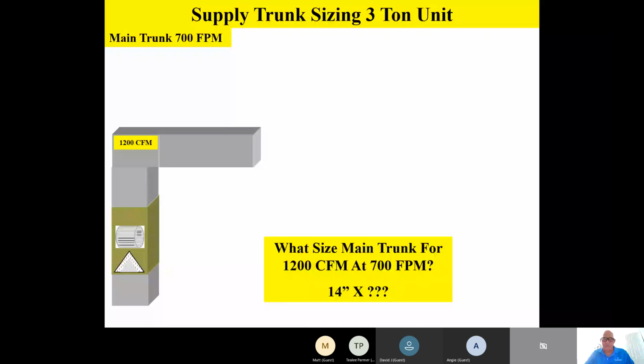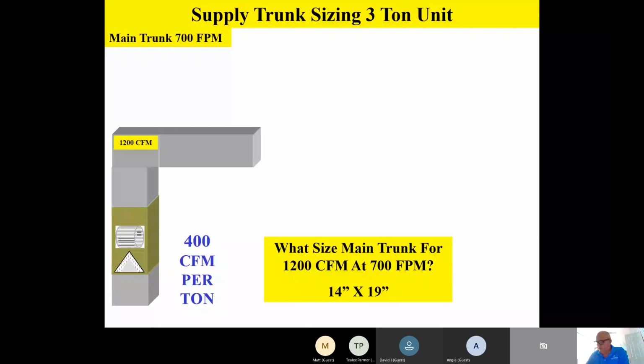I've got about a 14 by 19 off of my duct calculator, about a 14 by 19. I think I heard someone say like a 14 by 20. That's close. Okay, so that first section of duct is going to be about a 14 by 19. Maybe up to about a 14 by 20, something like that.